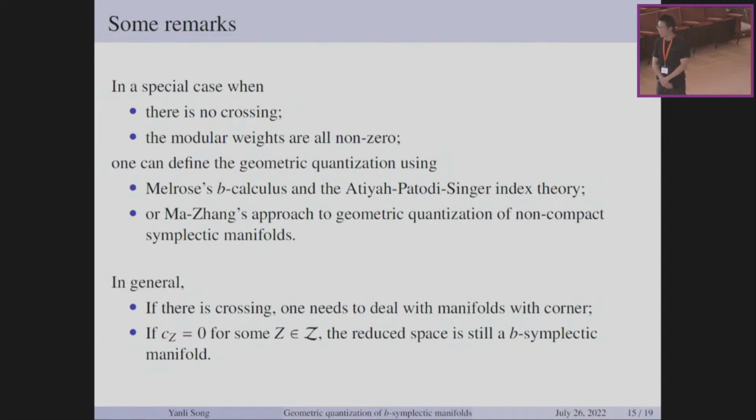structure. Let me make one remark: if you use the b-calculus or the Atiyah-Patodi-Singer index theorem, one of the most interesting pieces of information in the index theorem is the eta invariant, which is not a topological invariant, but depends on the metric near the boundary. But in this b-symplectic setting, you get two manifolds with boundary, and the eta invariants cancel. So you won't be able to see the eta invariant in the quantization picture.